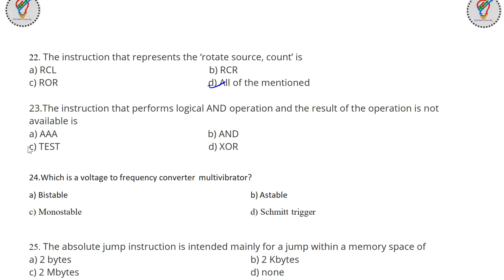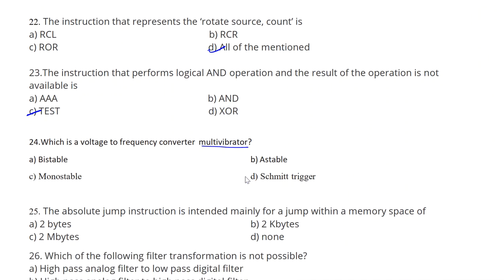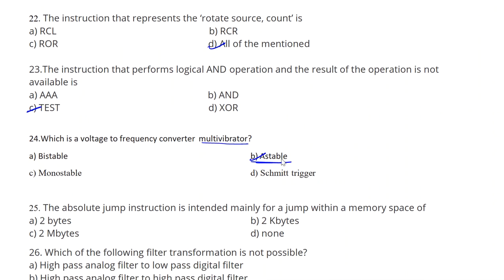Okay, the answer for this question is TEST. In the TEST instruction, the logical AND operation is performed and the result is not stored, but the flags are affected. So it's going to affect the flags here. Next one, which of the following voltage to frequency converter multivibrator? So here it is nothing but astable multivibrator. So the answer is B here.